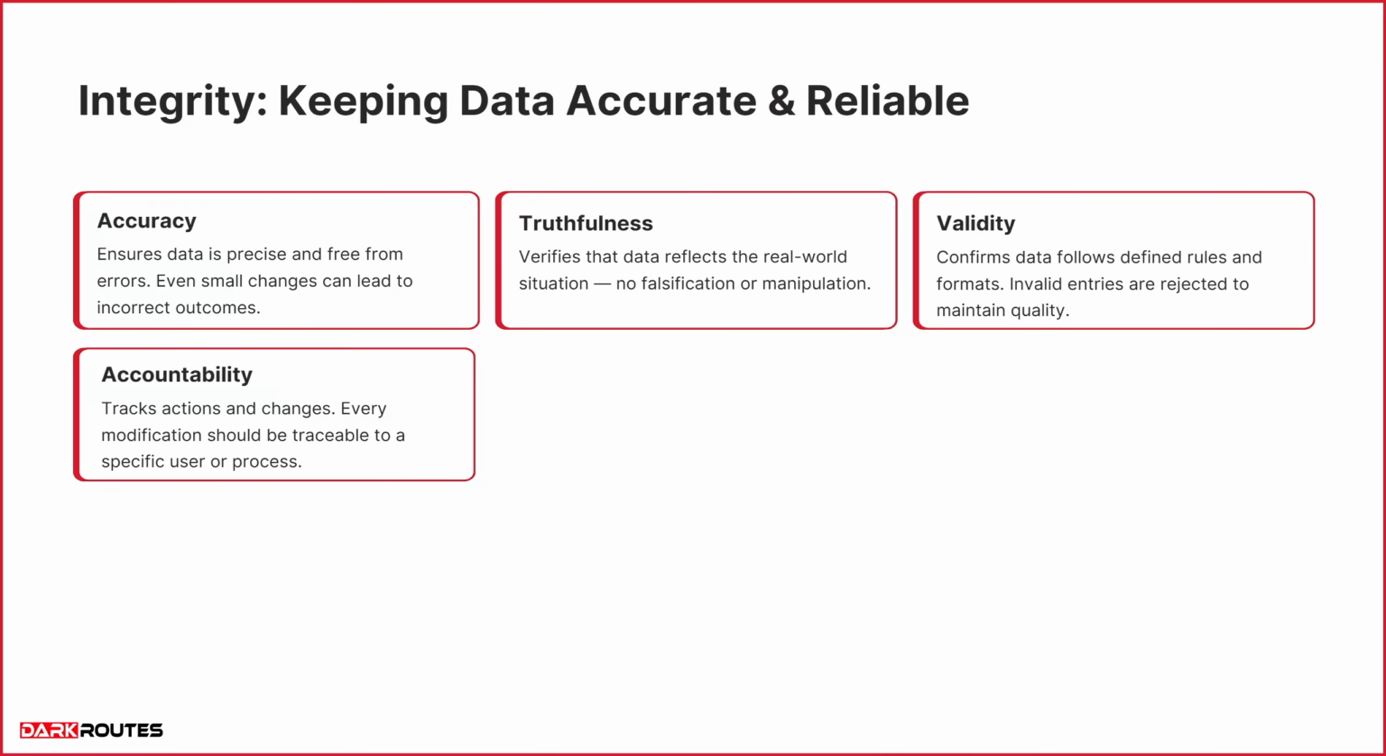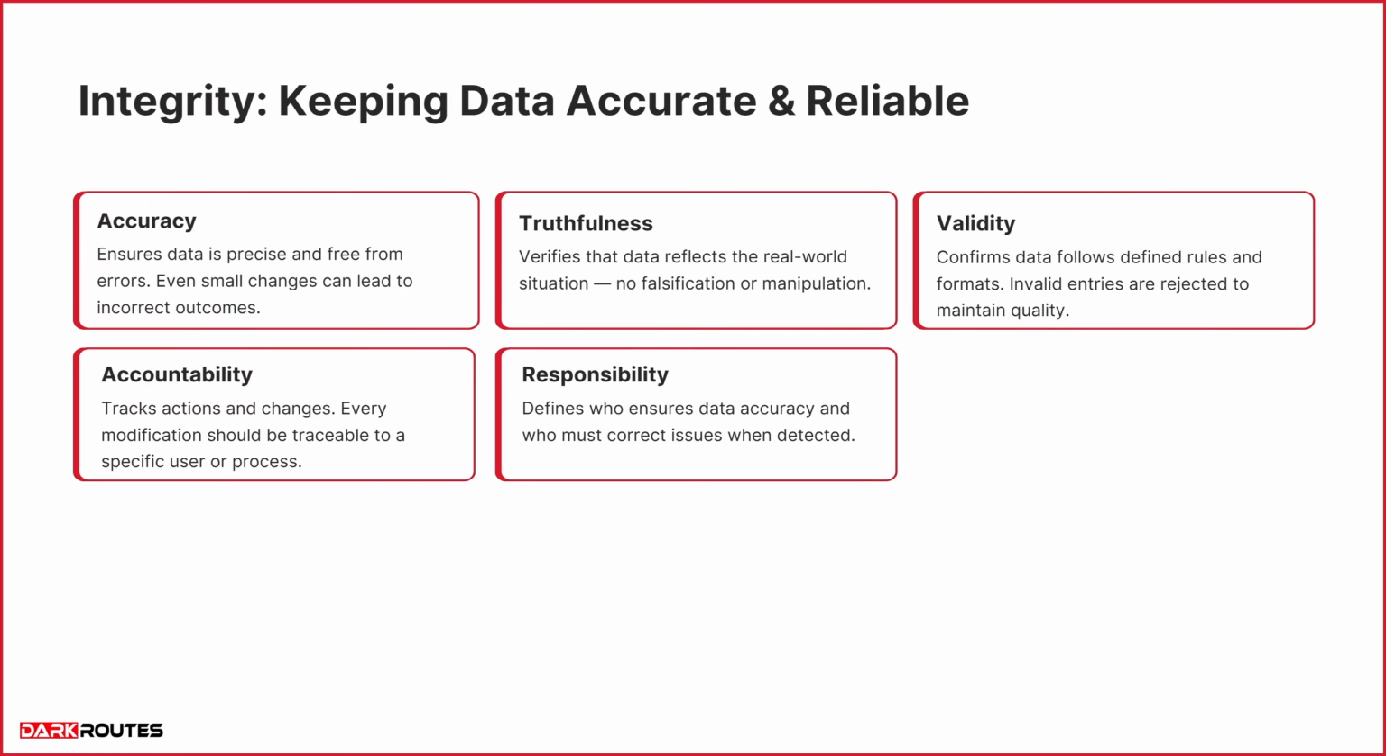See, integrity is not just about the system, it's also about people. Accountability ensures that we know who has changed what, and when. That's why we have audit logs and version control systems. They let us trace every change back to its original source.